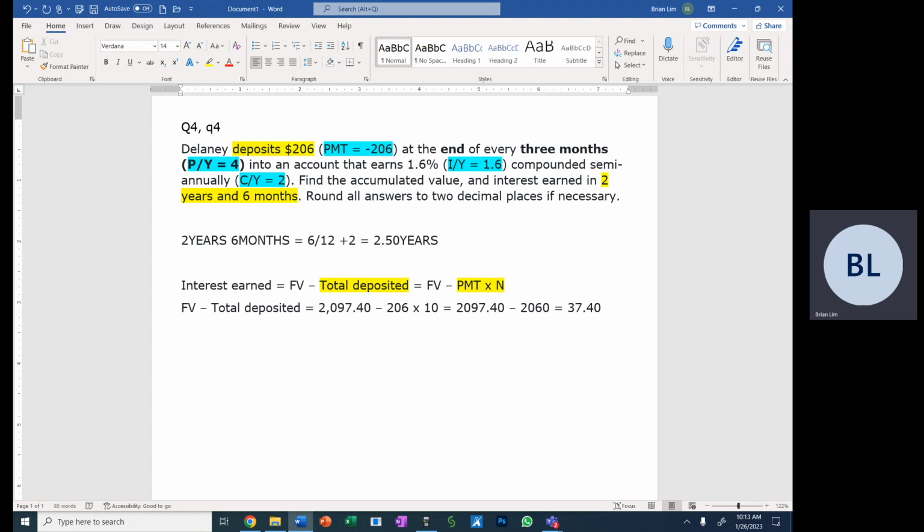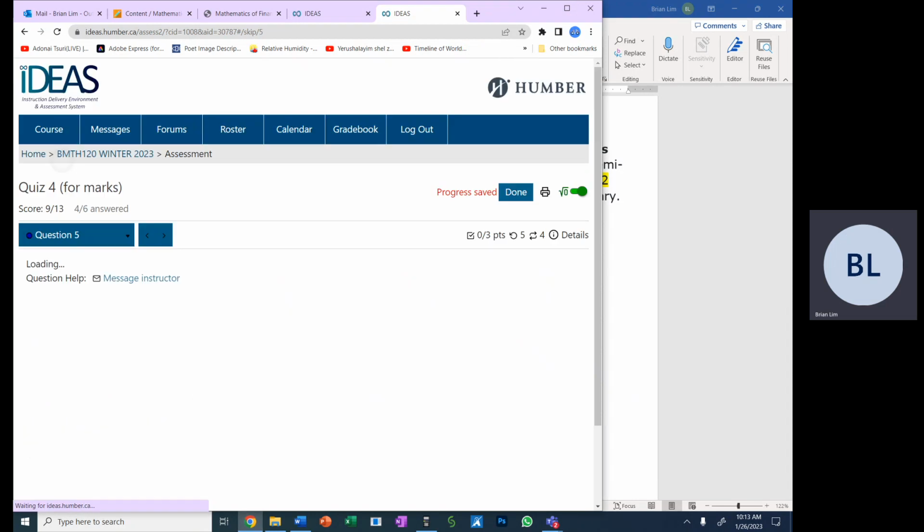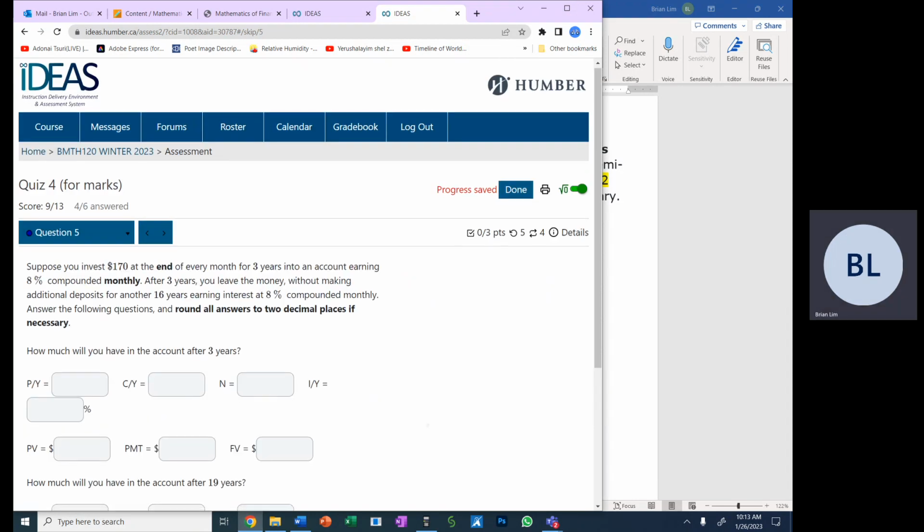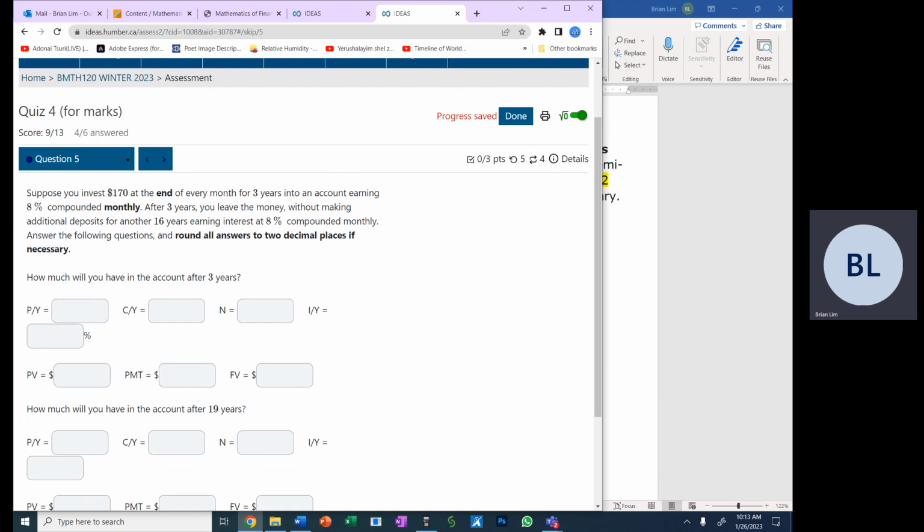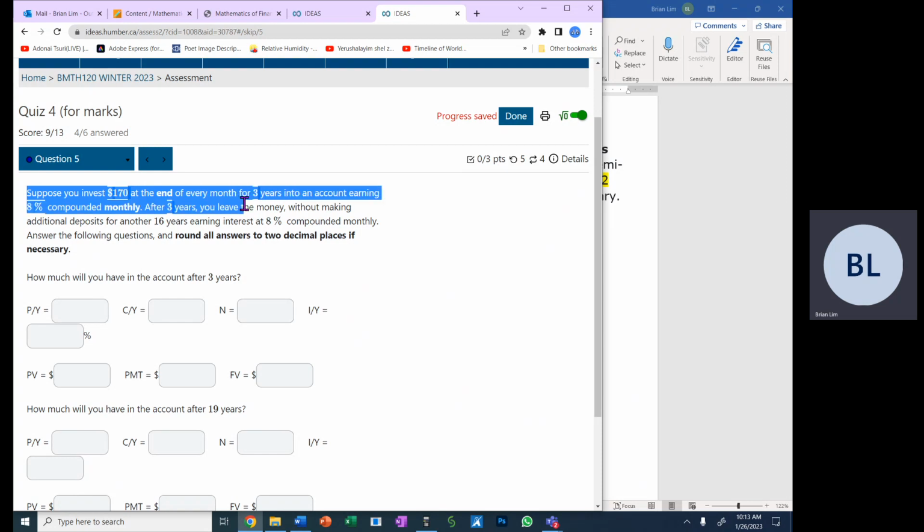All right, let's go to the next question. Let's see what's there. Well, this one, suppose you invest $170 at the end of every month for 3 years into an account earning 8% compounded monthly. Right? You're making monthly deposits.